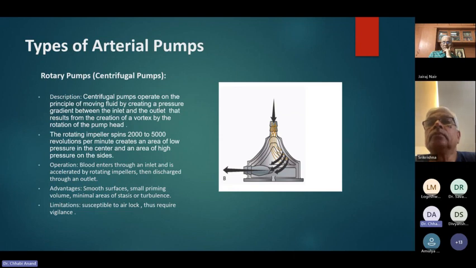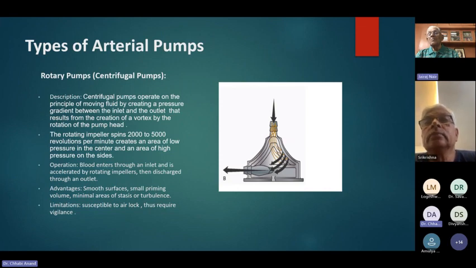Types of arterial pumps: rotatory pumps, that is the centrifugal pump. Description: centrifugal pumps operate on the principle of moving fluid by creating a pressure gradient between the inlet and the outlet that results from the creation of a vortex by rotation of the pump head. The rotating impeller spins at 2000 to 5000 revolutions per minute, creating an area of low pressure in the center and an area of high pressure at the sides.